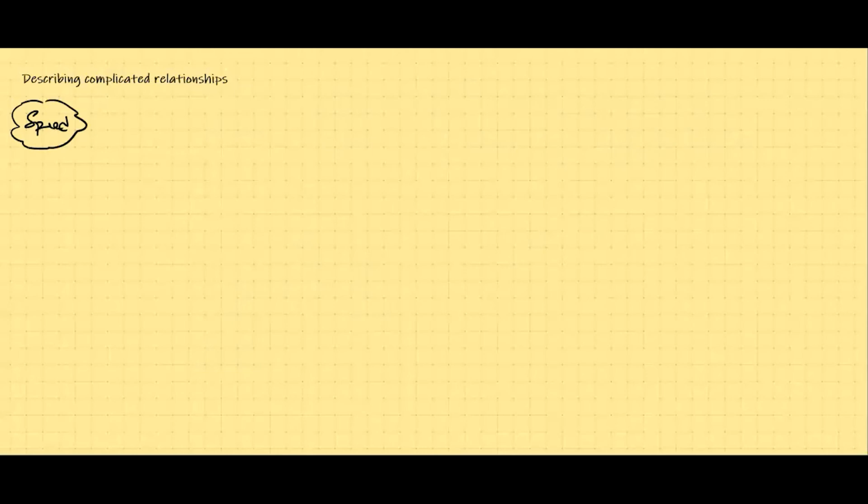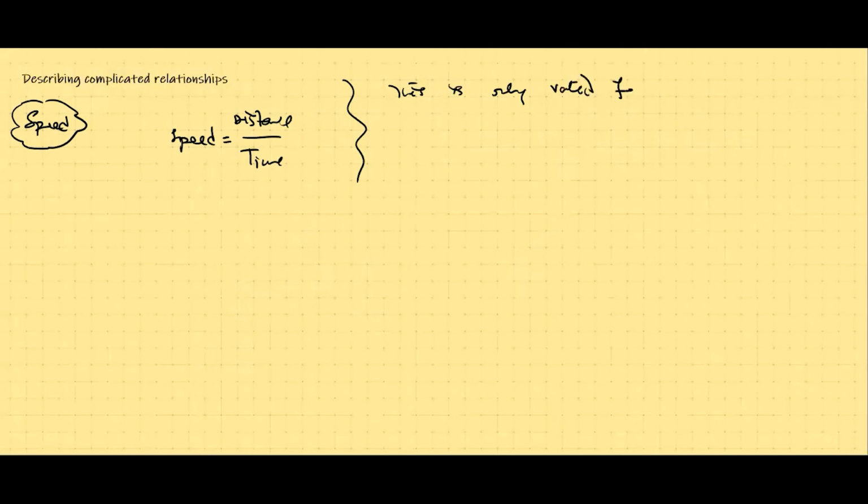Now, the minute I say speed, we should think about the definition of speed. And of course, speed is defined to be distance over time. That's what speed is, which can be written nicely in an equation. But obviously, what some people don't realize sometimes is this is only valid for describing constant speeds. What I mean by that is this is only really sensible if a car is moving on a motorway at a fixed speed.